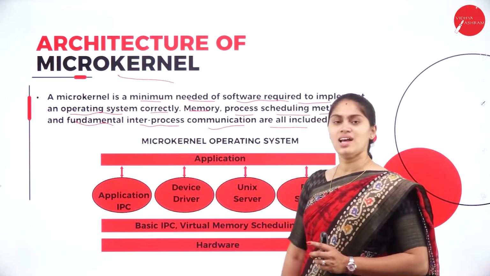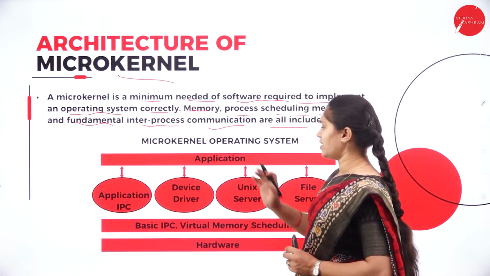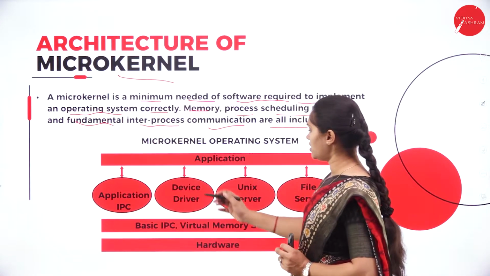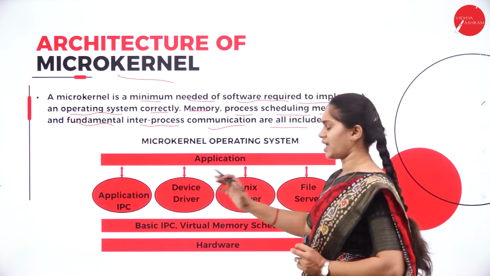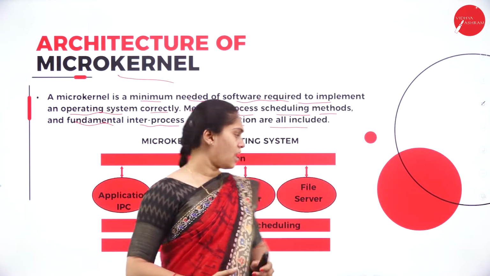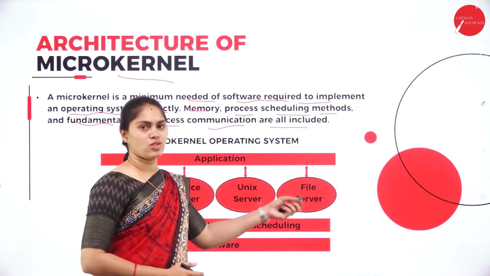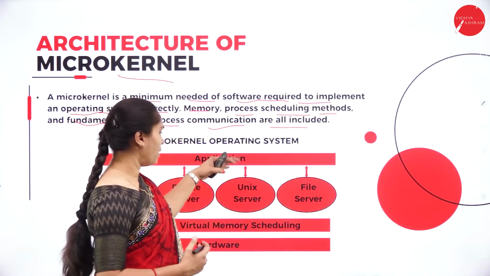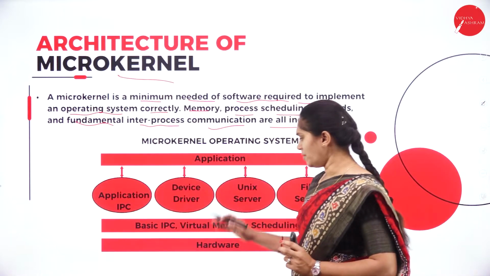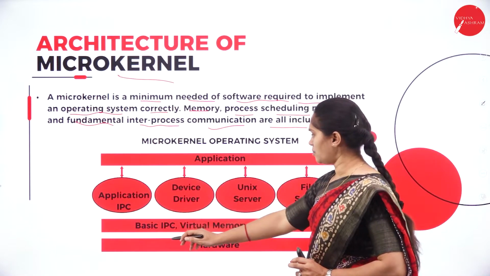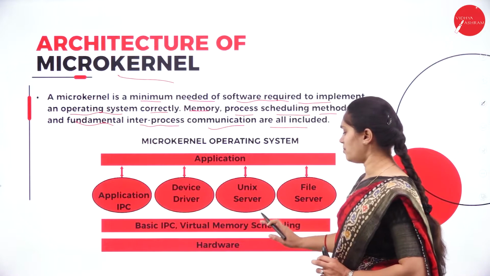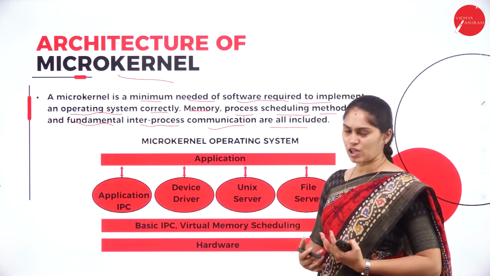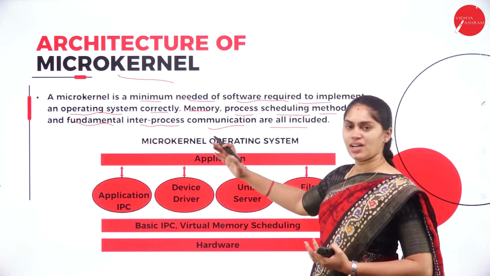So here you can see the architecture of the microkernel. Here we have an application, and we have inter-process communication and device drivers. It is taking care of the hardware devices, and also we have a Unix server and a file server. With the help of all these, we can exchange data from the application to all these service providers. We also have basic inter-process communication and virtual memory scheduling. Along with that, it is taking care of the hardware too. So there is a link between the hardware and the application.